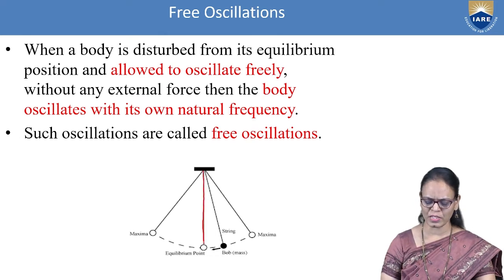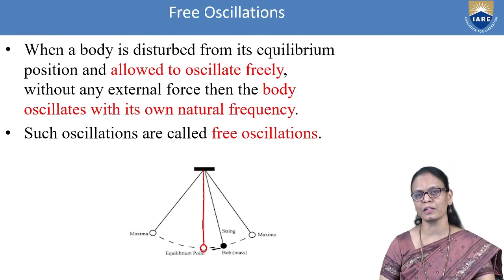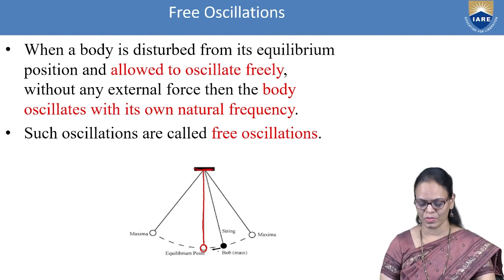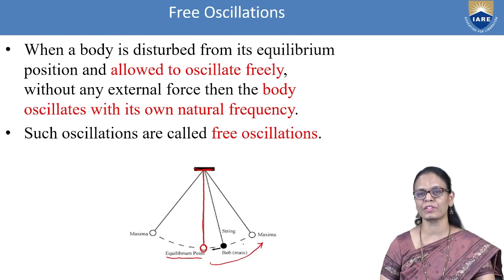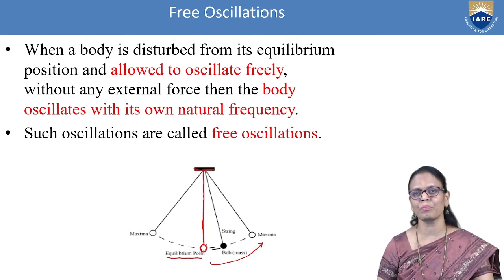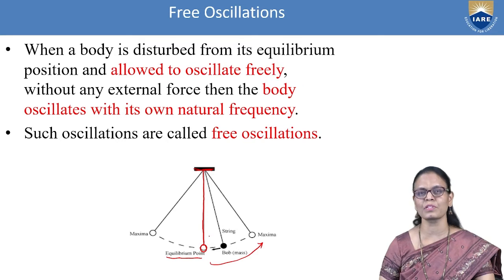You take a small bob and attach it to a string. This is an inextensible string. This is a rigid support. So when you just take it, this is the equilibrium position. You disturb it from the equilibrium position and leave it. So the pendulum keeps on oscillating about the mean position or the equilibrium position.